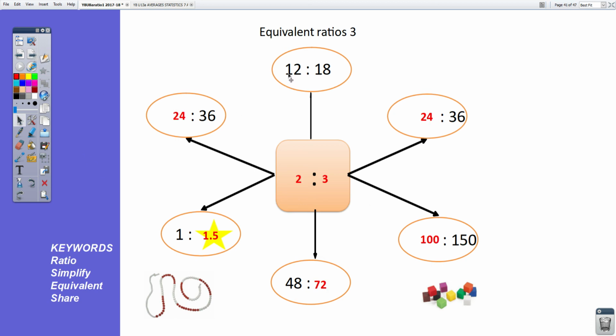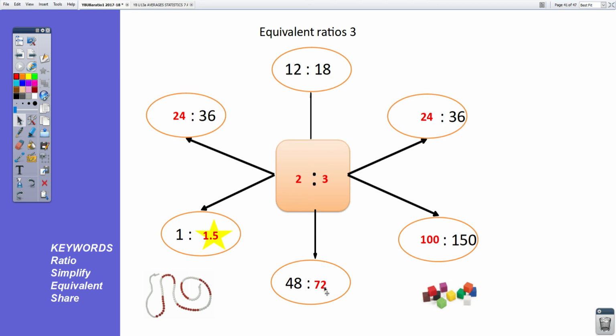12 to 18, both of these divide by 6. So the main ratio that we're working with is 2 to 3. 12 divided by 6 is 2, 18 divided by 6 is 3. We've got 36 here. Well, we can go back to this one. 18 times 2 is 36, 12 times 2 is 24, which is exactly the same as this one over here. For some reason it's been duplicated.